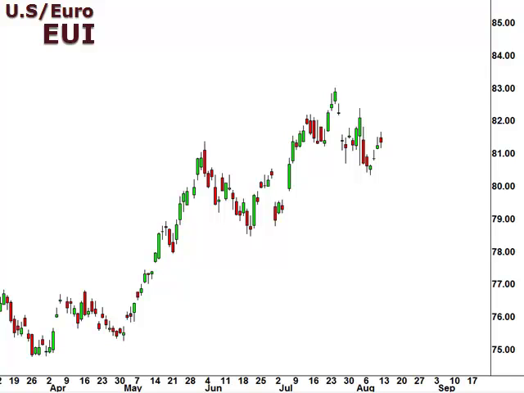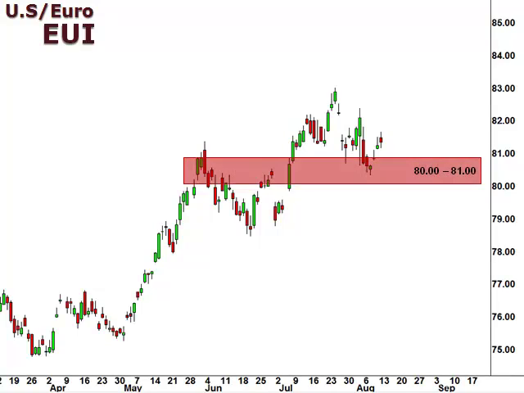Let's take a look at the EUI, the U.S. dollar versus the euro. While the EUI found support within the 80-81 focal zone, we may see 81 retested as support. However, we are open to a test of 82-83 to the upside this week.